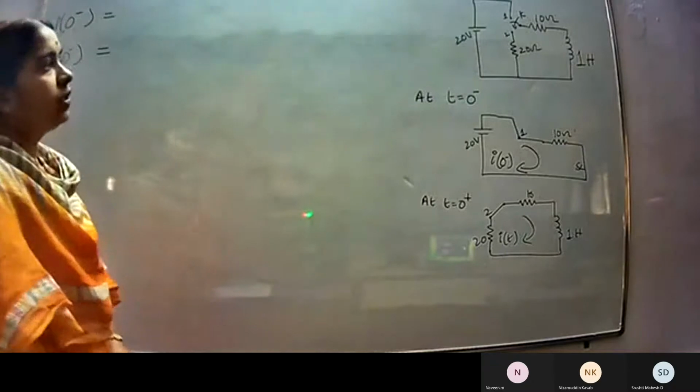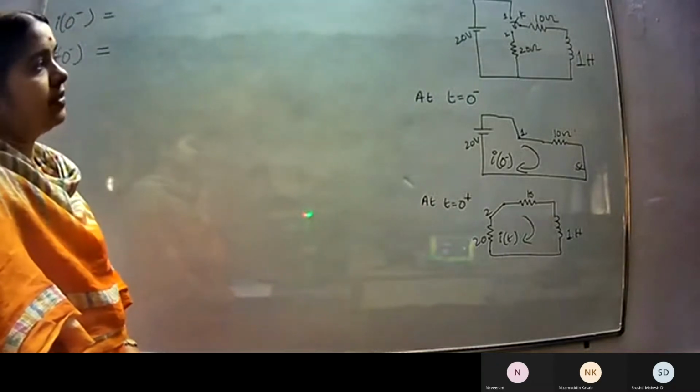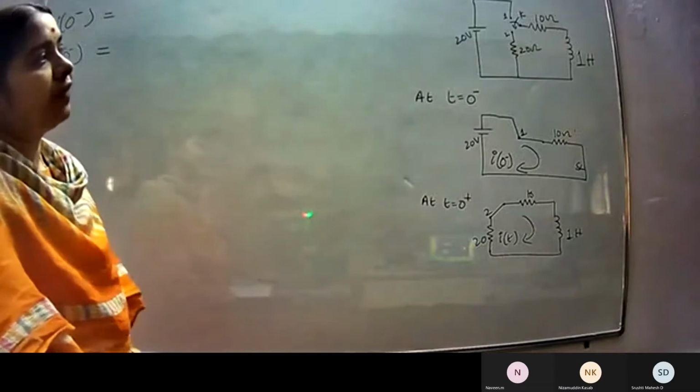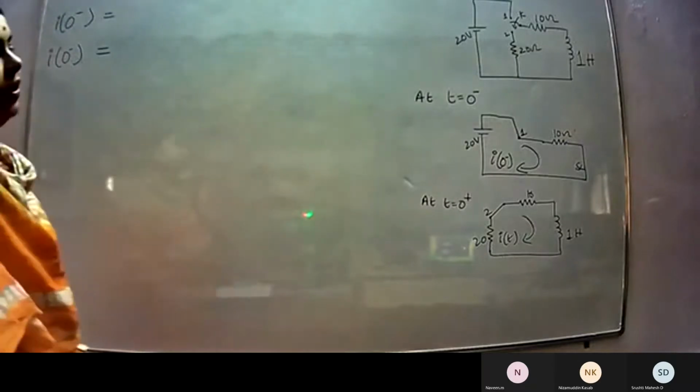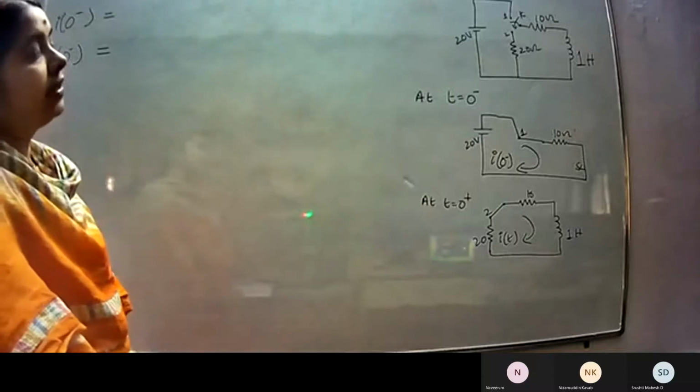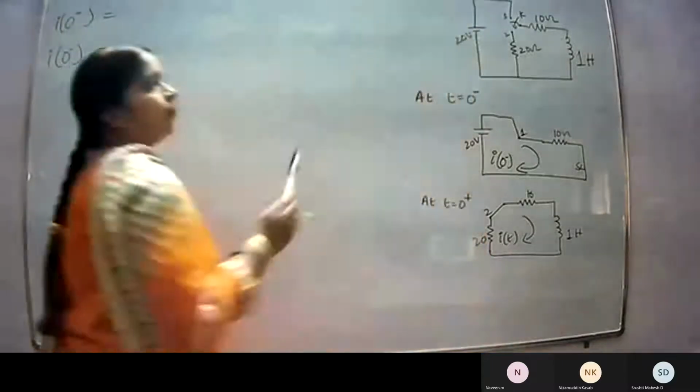So moving on to more examples on initial conditions. I hope you can see the network that is put on the board. We have a 20-volt supply and two passive elements, a 20 ohm resistor and a 10 ohm resistor, and an inductor of 1 Henry. There is a switch K, and there are 2 points that are important, 1 and 2.